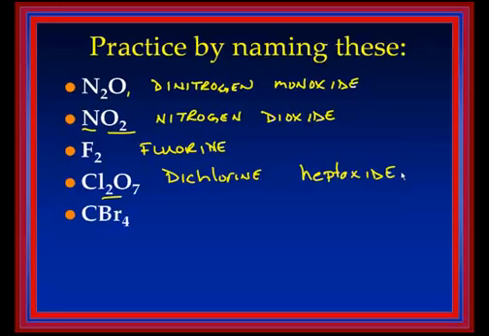CBr4. Notice carbon's in that group 4 where I said it does weird things, well, this is one of the other weird things it does. Carbon's a nonmetal, so we treat it like such when we name molecular compounds. We get carbon, there's only one, so we just call it carbon, not monocarbon. Carbon, and then 4 bromines, tetrabromide. So carbon tetrabromide.